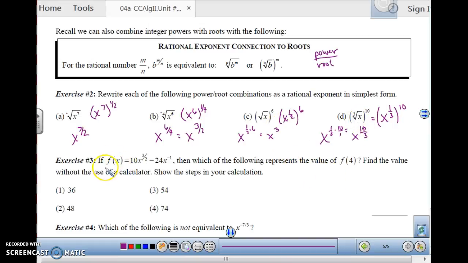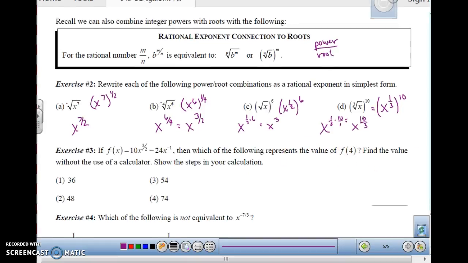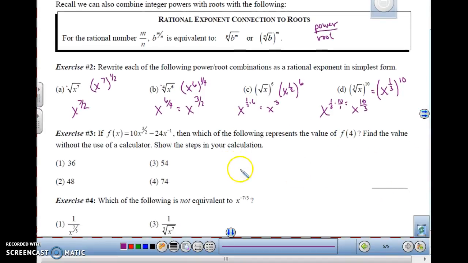Okay, let's try exercise 3. If f of x equals 10x to the 3 halves minus 24x to the negative 1, which of the following represents the value of f of 4? Find the value without the use of the calculator and show the steps in your calculation.